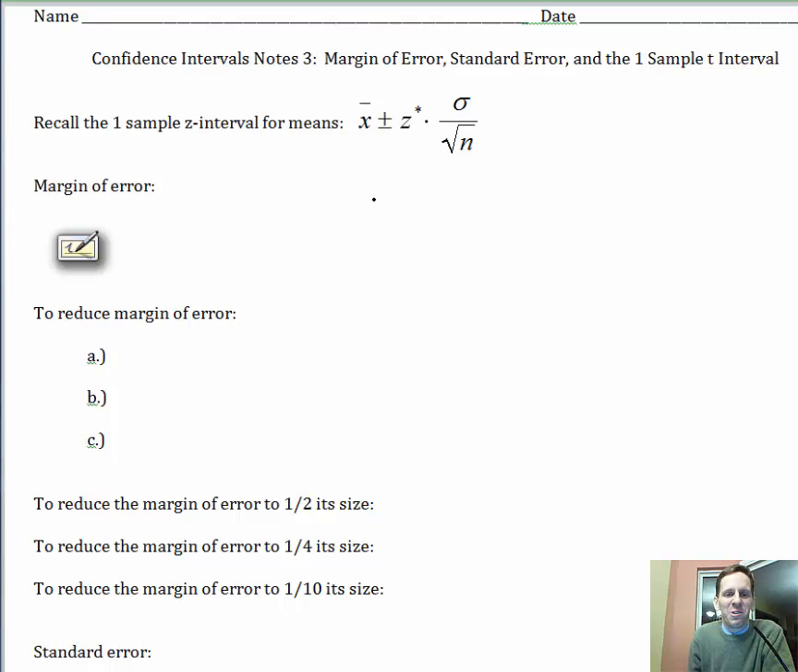These are your confidence intervals, notes 3. Today we're going to talk about margin of error, standard error, and the one sample t-interval.